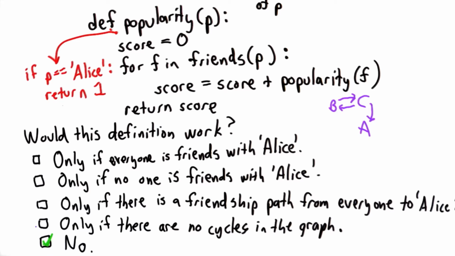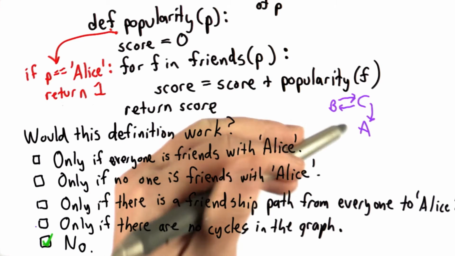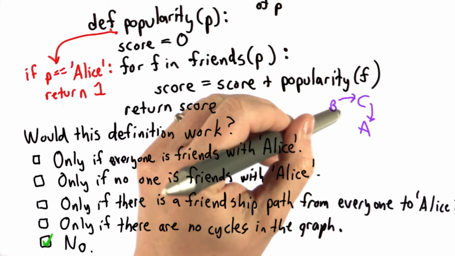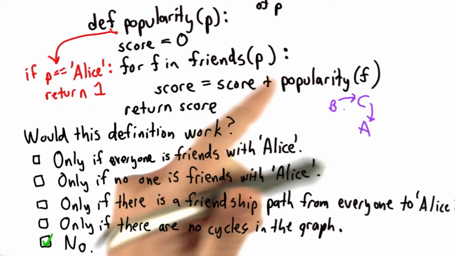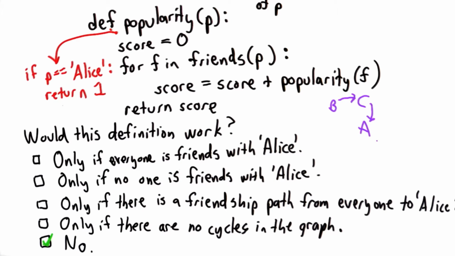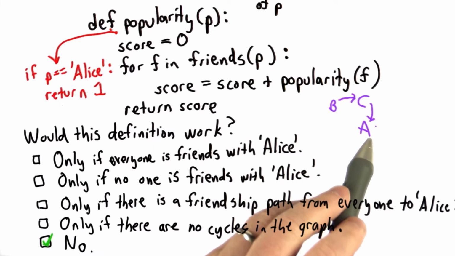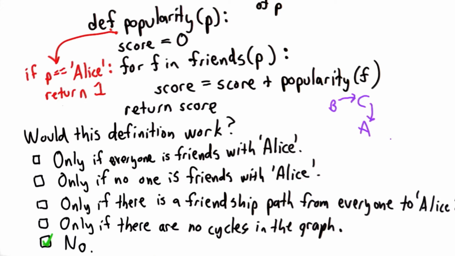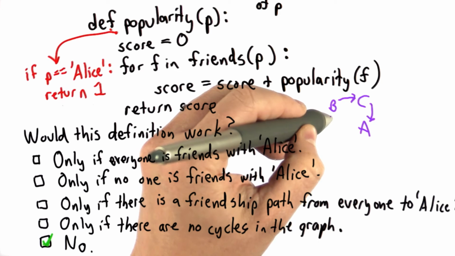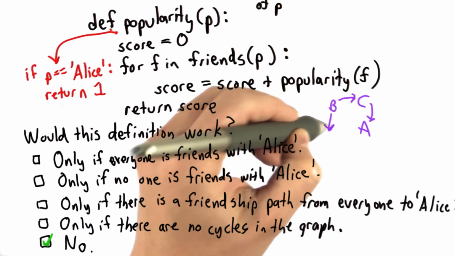The final choice seems possibly more promising. It says there are no cycles in the graph. So if we want to remove the cycle, we could do this. In this case, we'd be okay, right? We could figure out the popularity of Bob by figuring out the popularity of Charlie, which depends on the popularity of Alice. Where we're not okay is if Bob has another friend.